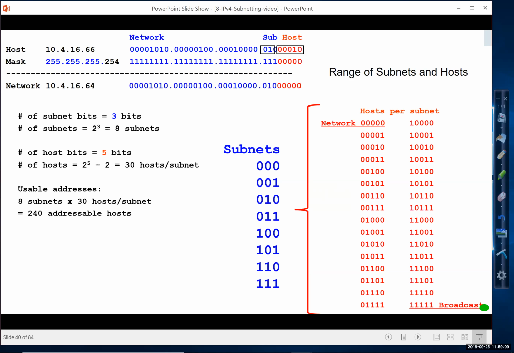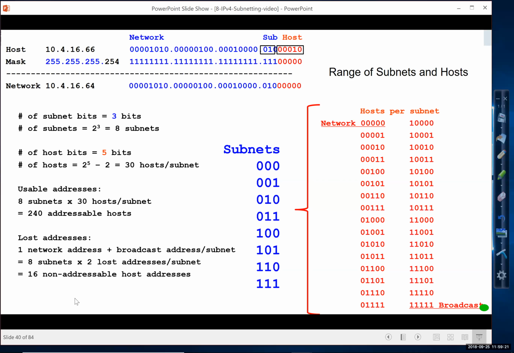Remember when we talked early about the concepts of subnetting, we lose 2 addresses per subnet. So actually when we subnet in IPv4, we lose some addresses. How many did we lose when we subnetted? Well, for each subnet, we can't use the network address and we can't use the broadcast. We have 8 subnets times losing 2 addresses per subnet. 8 times 2 is 16. We've lost 16 addresses that we cannot assign to hosts.